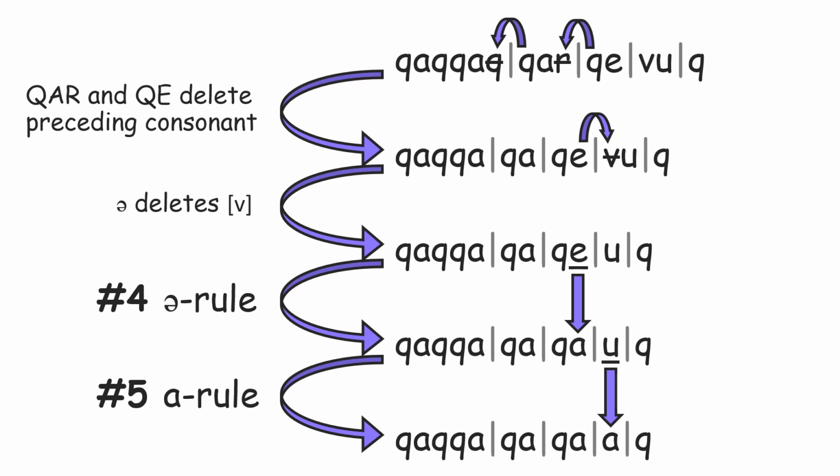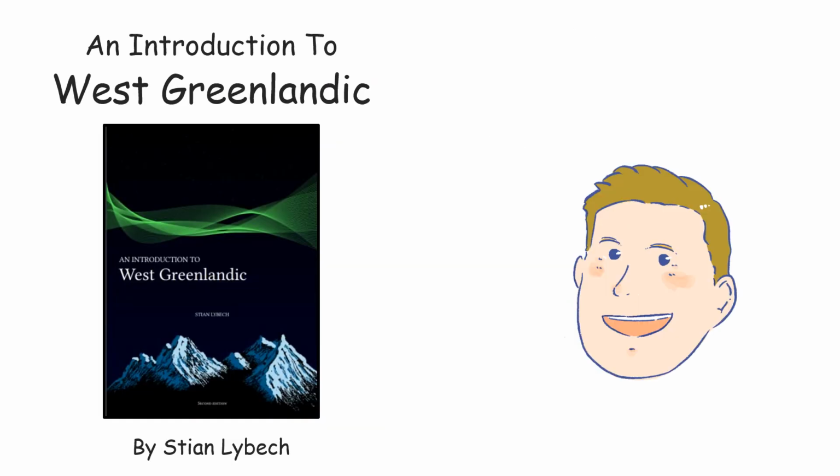In case you are a little bit overwhelmed by all of these different rules, don't worry. For now, the most important is that you know they exist, rather than knowing them by heart. They may help you to understand why a single morpheme may often appear to have many different forms. If you want to learn more about the sound rules in Greenlandic, I highly recommend you to read Chapter 3 of an Introduction to West Greenlandic by Stian. You can find a link in the description, so be sure to check it out.